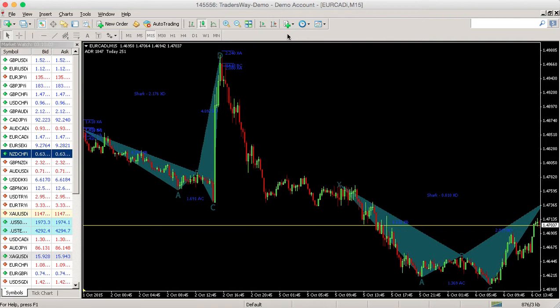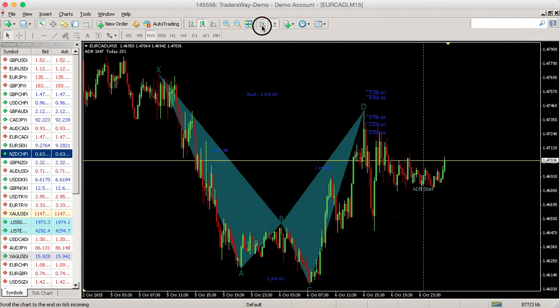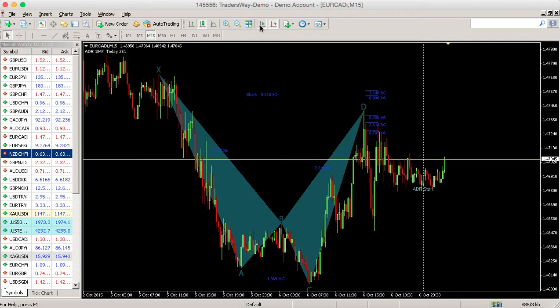So for instance, you only want to use this indicator between the London session and the New York session. And if you don't know what the London session or the New York session is, then I don't think you're even ready to start using this indicator. You should know what time it is. I'm not going to say it because you should already know.